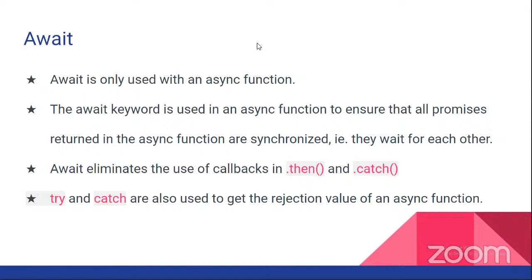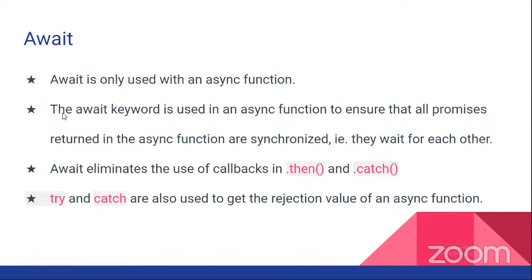That is a key rule, or a golden rule: await is only used inside an async function. The await keyword is used in an async function to ensure that all promises returned in an async function are synchronized. That means that they wait for each other.